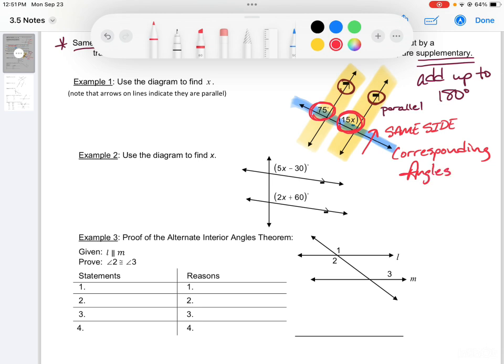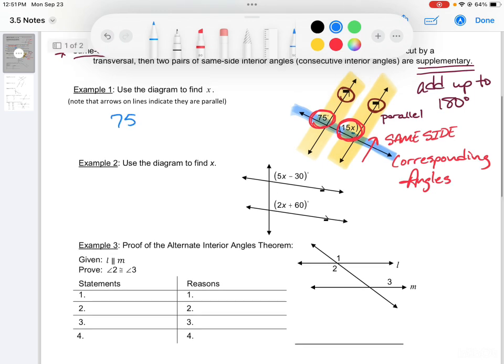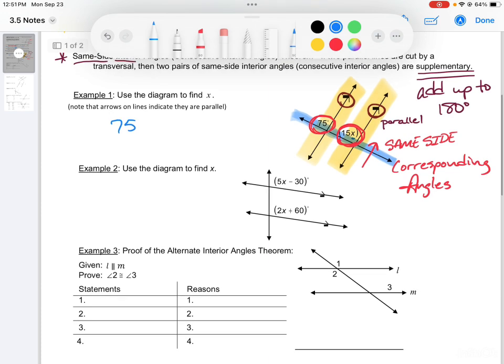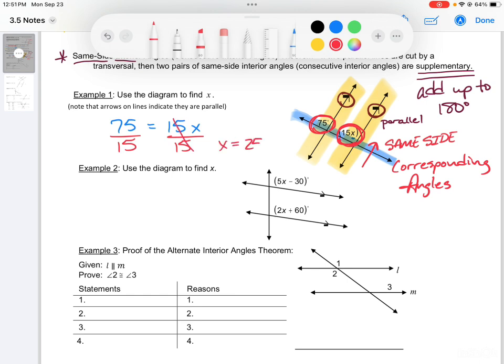Corresponding angles, like we defined in day 3.4 in our vocabulary. Corresponding angles on the same side and the same position. And because they're corresponding, we know they're actually equal to each other. And so we can set up an equation where 75 equals 15x. We would just divide both sides by 15, and x equals 25.